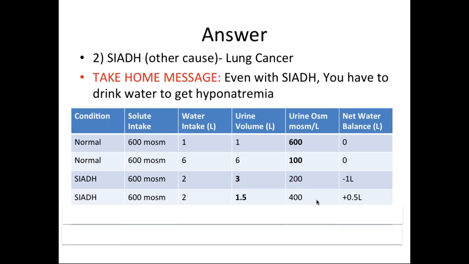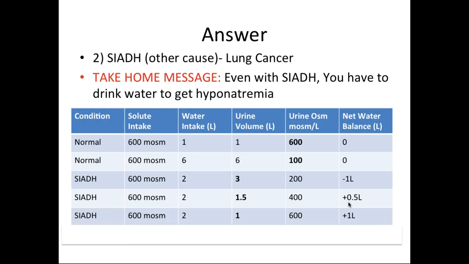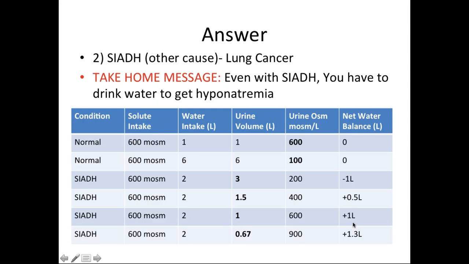However, if your urine osmolarity is fixed at 400, you will excrete those same 600 milliosmoles in 1.5 liters. If you take 2 liters every day, now you're going to be positive by 0.5 liter every day, and you're going to get hyponatremic, and over time this will accumulate. If your urine osmolarity is fixed at 600, then the same 600 milliosmoles are going to get excreted in 1 liter, and if you take 2 liters of input, you're going to be positive by 1 liter, and that 1 liter is going to accumulate. If your urine osmolarity is even higher at 900, the same 600 milliosmoles are now going to be excreted in two-thirds of a liter, or 0.67, and you're going to be positive by 1.3 liters every day.